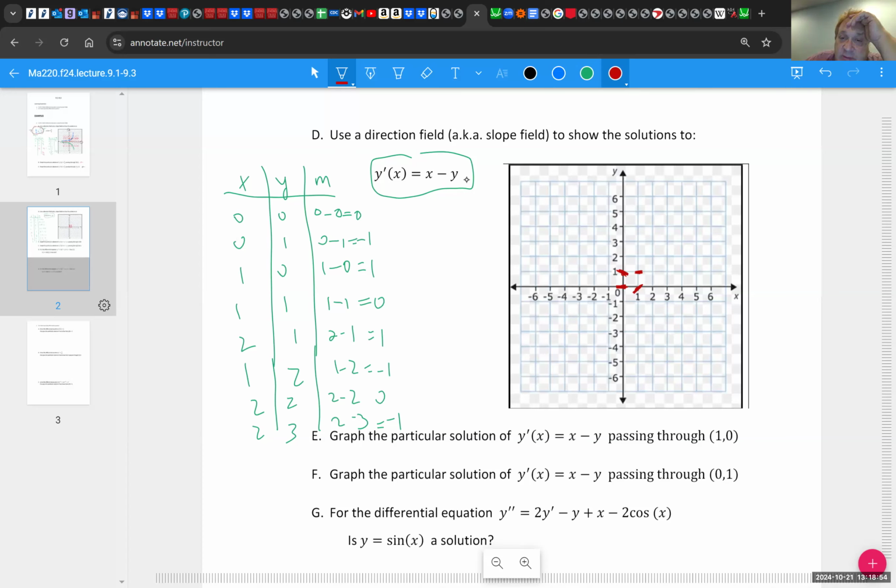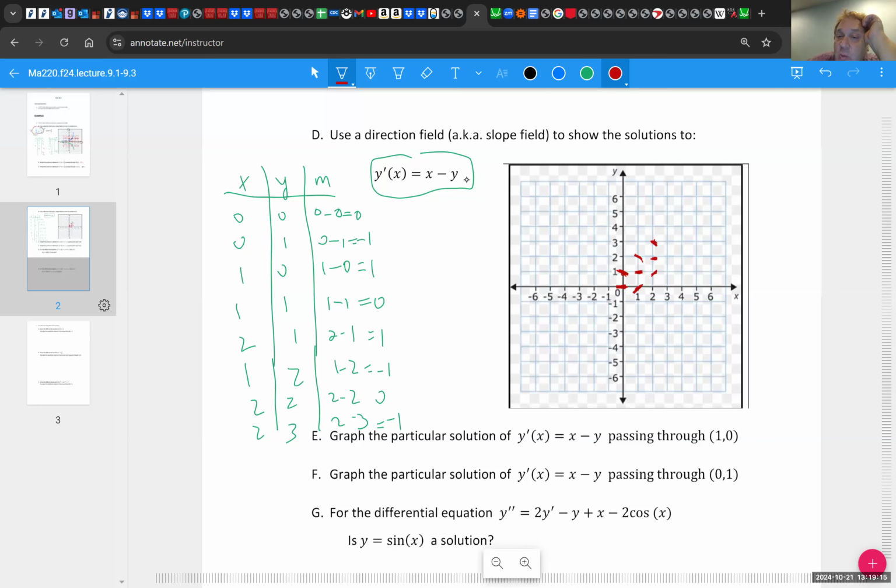All right. So I did 1, comma 1, 2, comma 1. 2, comma 1 is right over here. It has a slope of 1. 1, comma 2 is x is 1, y is 2. It has a slope of negative 1. 2, comma 2 is 2 minus 2, which is 0. And 2, comma 3 is up here, and has a slope of negative 1.